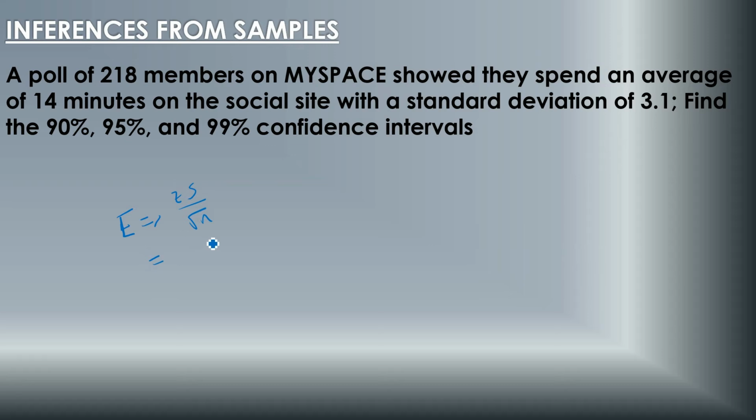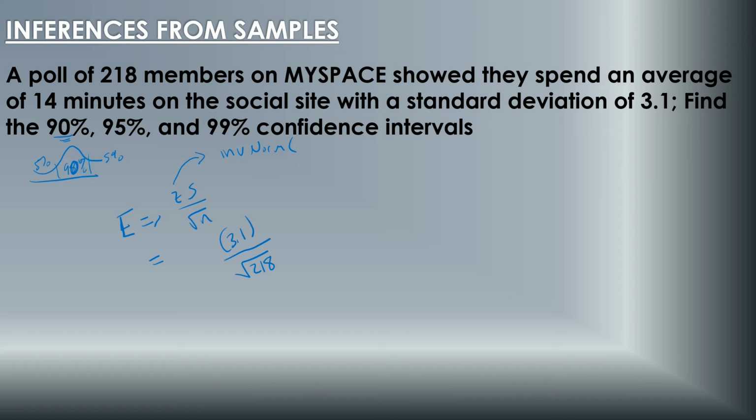So my sample standard deviation is 3.1. My sample size is 218, so square root 218. Now I'm going to need to get my z-score. Now to get my z-score, I'm going to do that inverse norm. And since I want 90%, I'm thinking, 5% over here, 5% over here, and that leaves 90% in the middle right there.